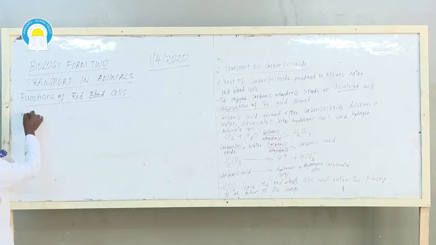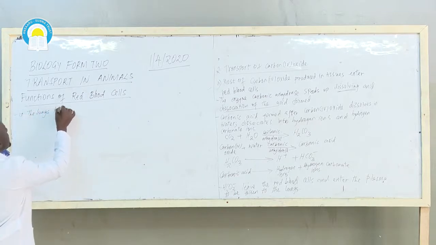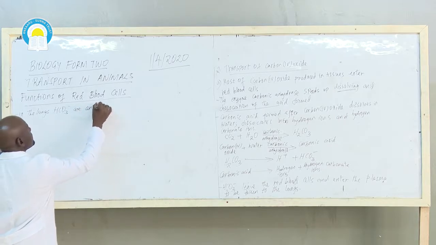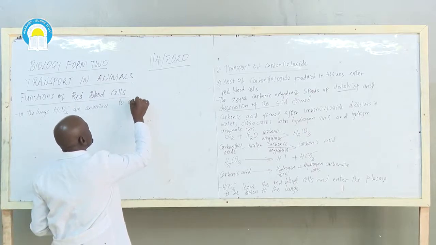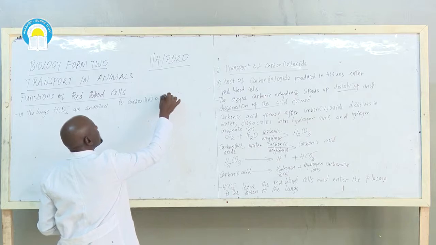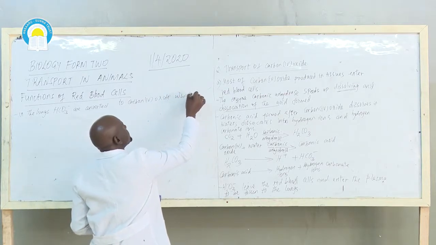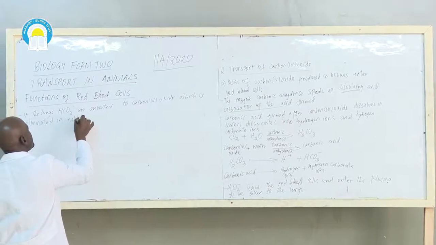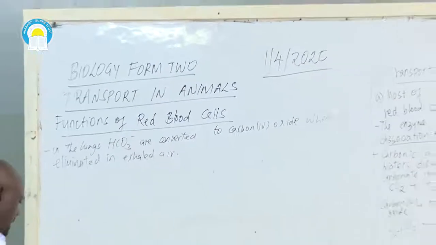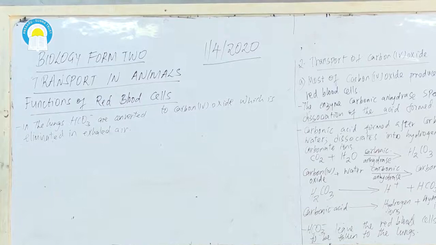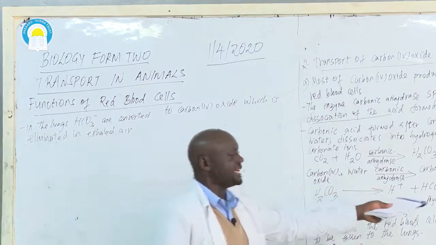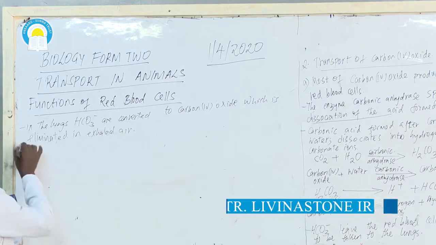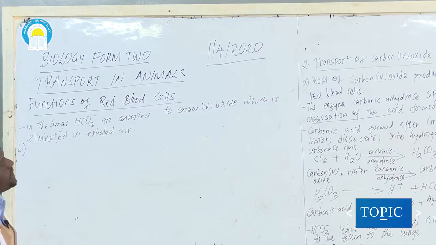So we can say in the lungs, hydrogen carbonate ions are converted to carbon-4 oxide, or they form back the carbon-4 oxide, which is eliminated in exhaled air as you breathe out. So that is what happens. Of course, the hydrogen ions will be used in other body functions, like maintaining the correct pH of the body fluids.